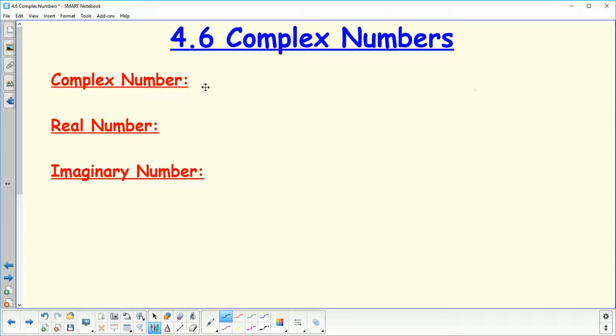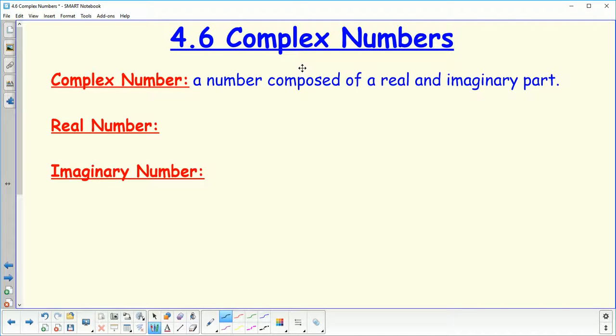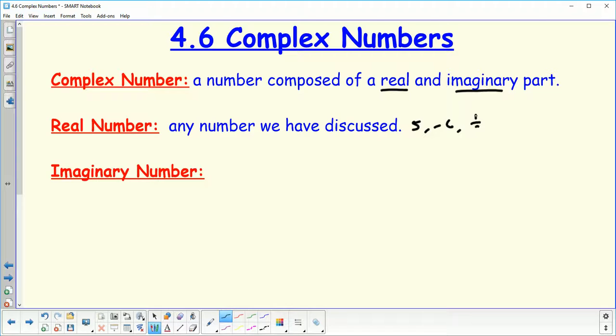Okay, so first thing, a complex number is any number that is composed of what is called a real and an imaginary part. And composed means they're added or subtracted together. So we're going to have two parts when we talk about a complex number. The real number is one part of it, and that is any number we've discussed. So you can think about numbers like 5, -6, fractions like 1/3, decimals like 0.67. You could think of pi as a real number. Okay, any of those, and we could include square roots too, like the square root of 2 or the square root of 3. Those are all real numbers.